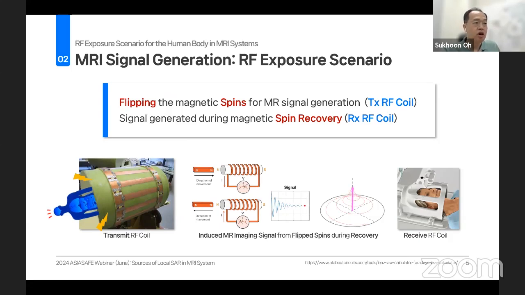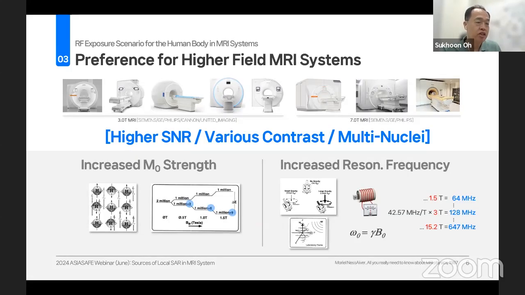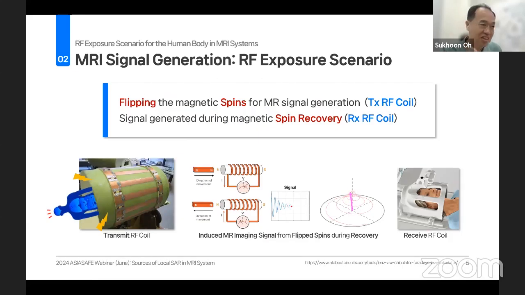Now, the transmit RF power is applied to the human body using the transmit RF coil. The transmit RF power flips the magnetization vector for MR signal generation. During this time, the human body is exposed to the RF electromagnetic field. Then, as we well know, the recovering MR signals are collected by the receiving RF coil. So this is the RF exposure scenario of the human body in the MRI system.